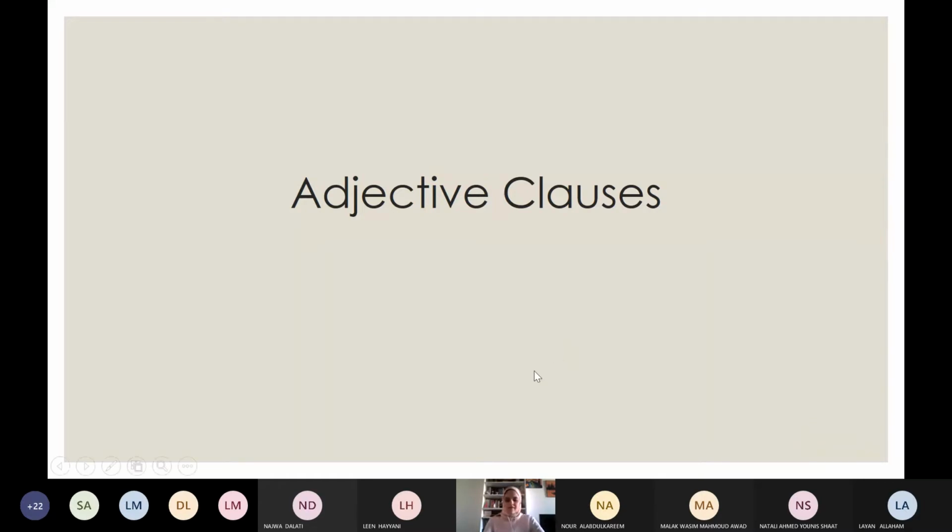Then we have adjective clause. We said we have independent clause and we have subordinate clause. Subordinate clause is a clause that can't come alone, and it adds extra information to the sentence. How does it add extra information to the sentence? Let's see.